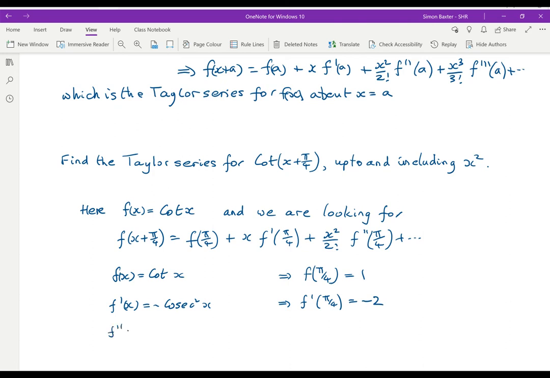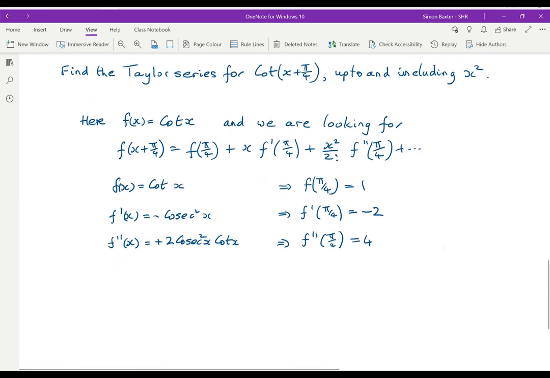f''(x) is minus 2 cosec x times minus cosec x cot x. As before, cosec squared is 2, cot is 1, 2 times 2 is 4, and therefore f''(pi/4) is equal to 4.